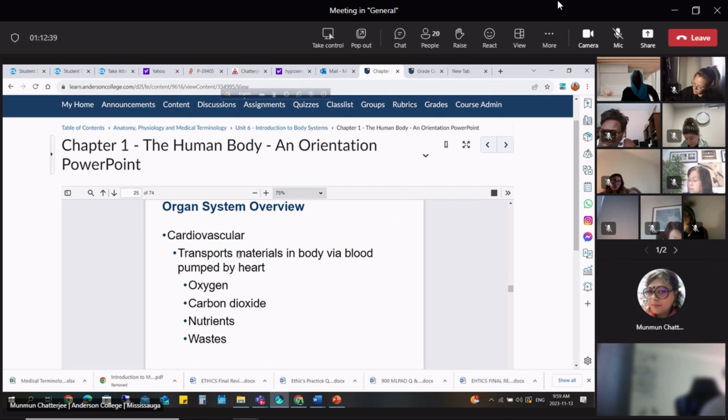Cardiovascular. The heart and the blood vessels. So that's a combining form: cardio, heart, with the combining vowel O, and vascular, related to the vessels.